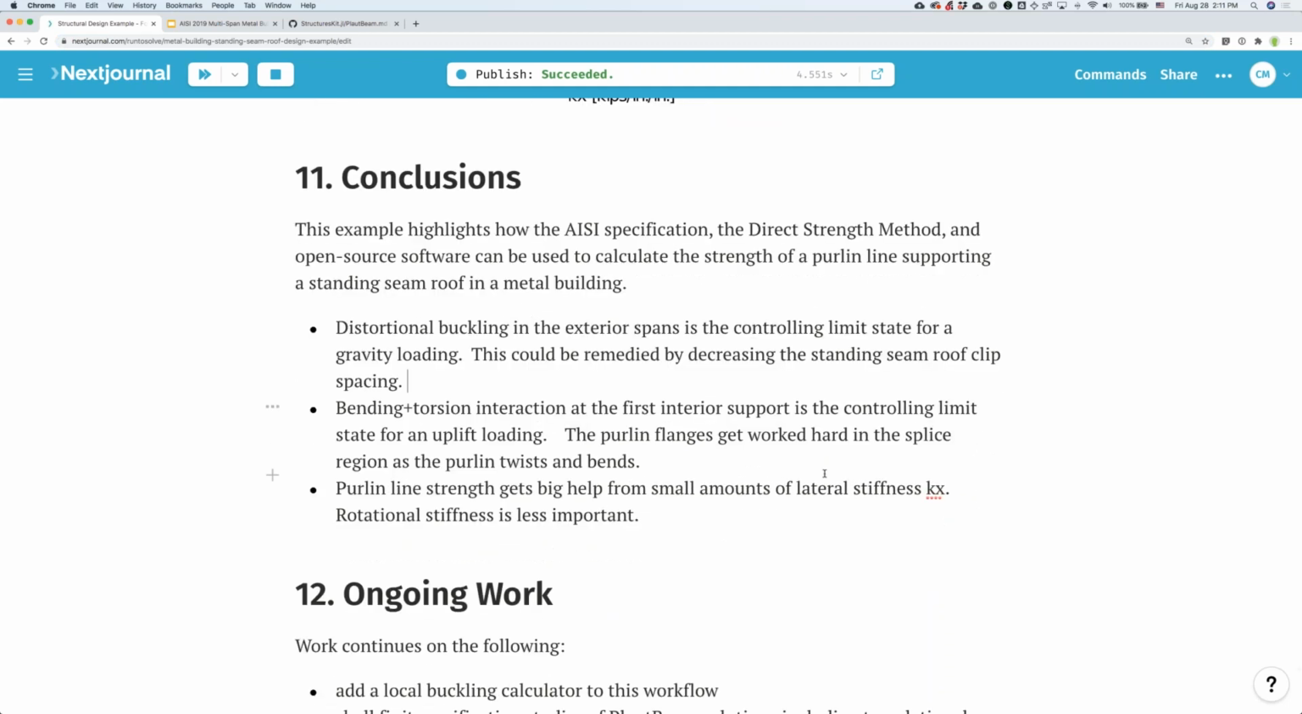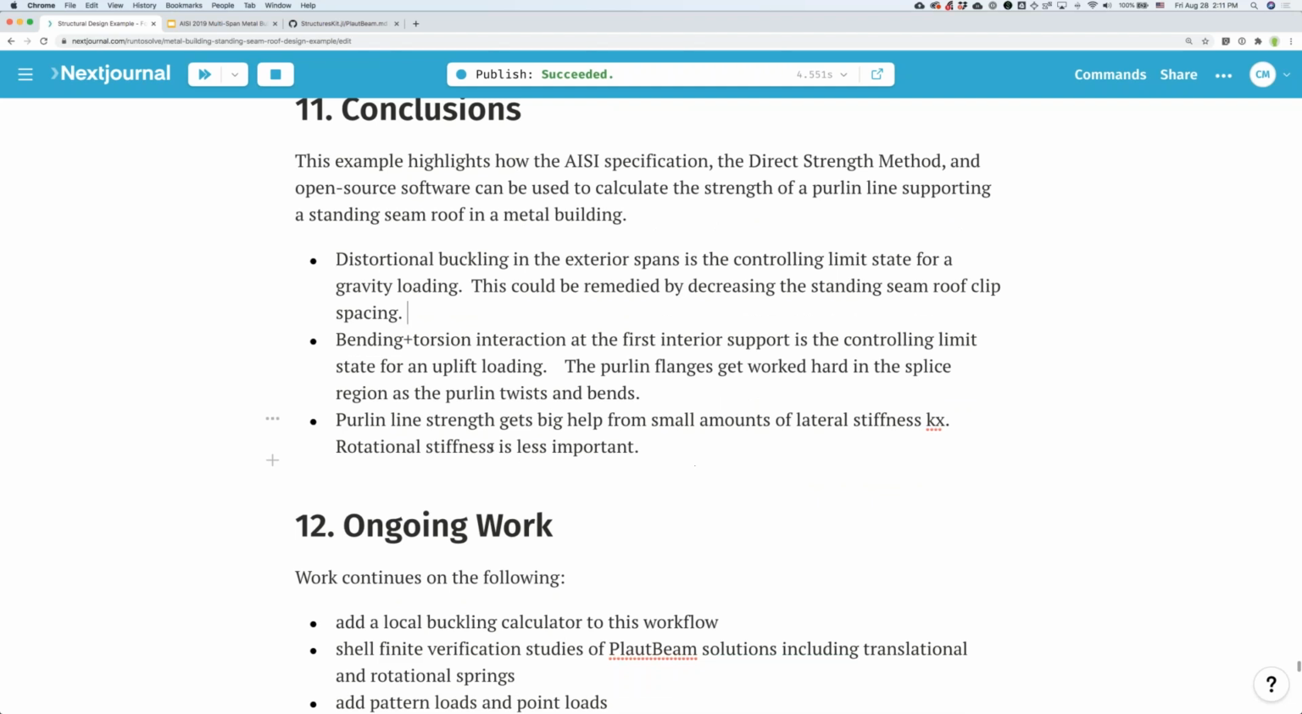I think a key point here is that purlin line strength gets a big help from small amounts of lateral stiffness. We've known that, but you can see it here. You have actual numbers, and for sure, this could be taken further. Again, rotational stiffness is less important.